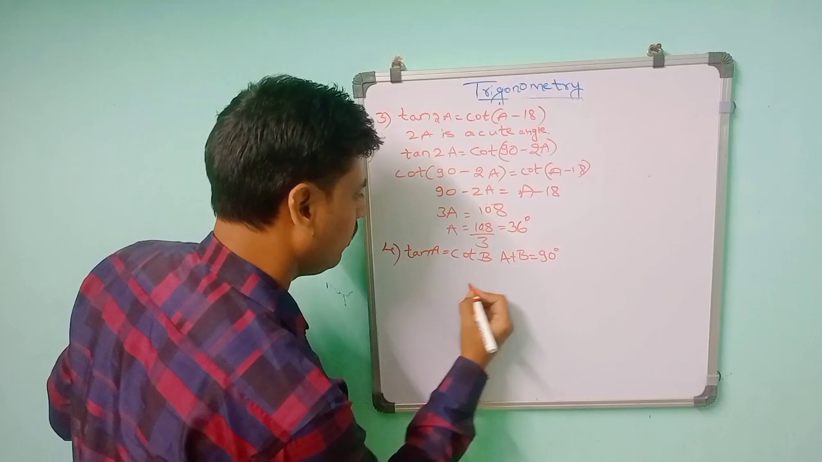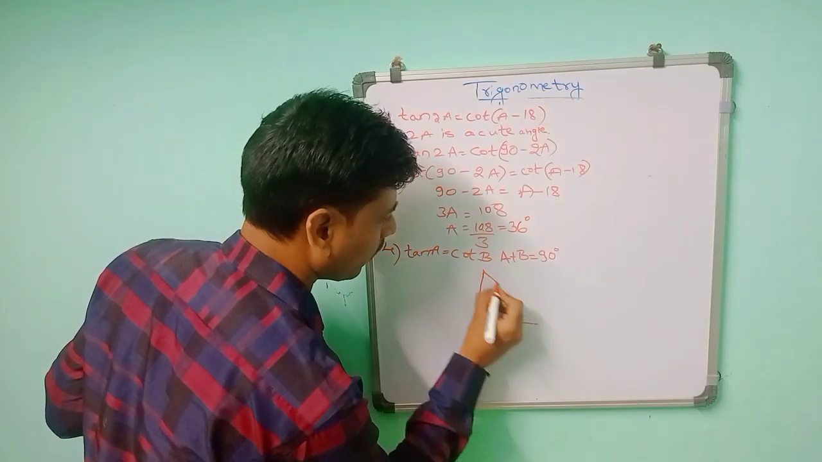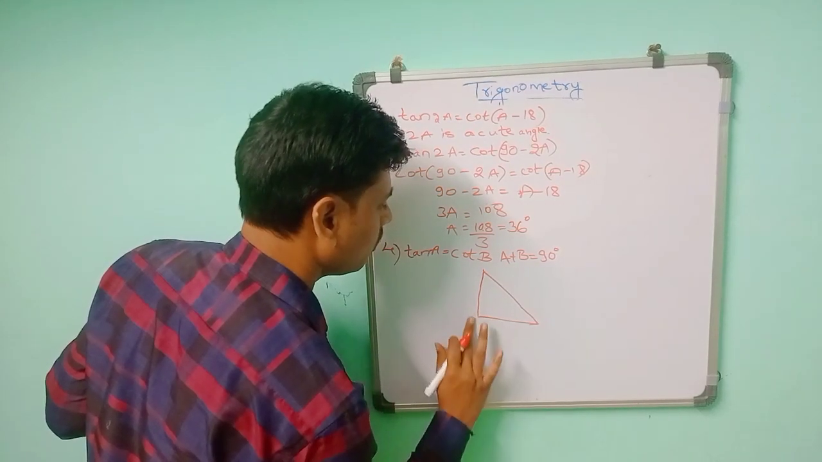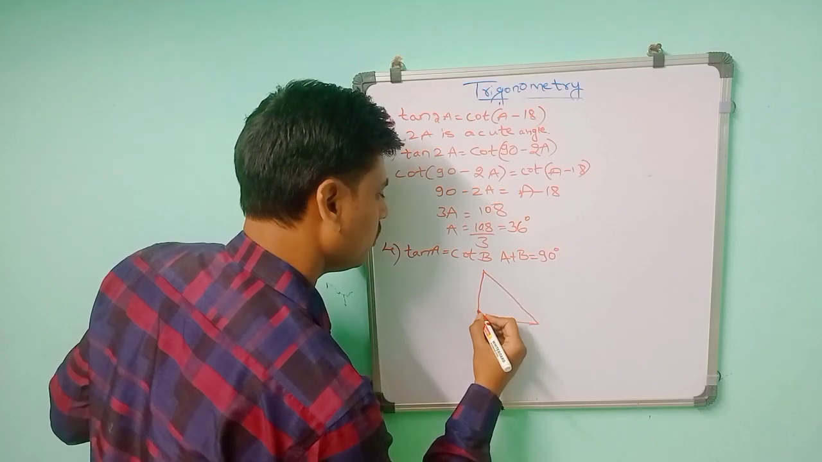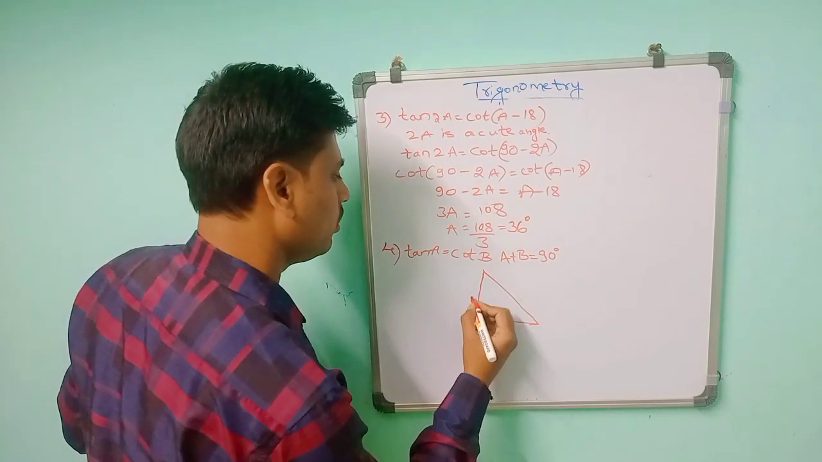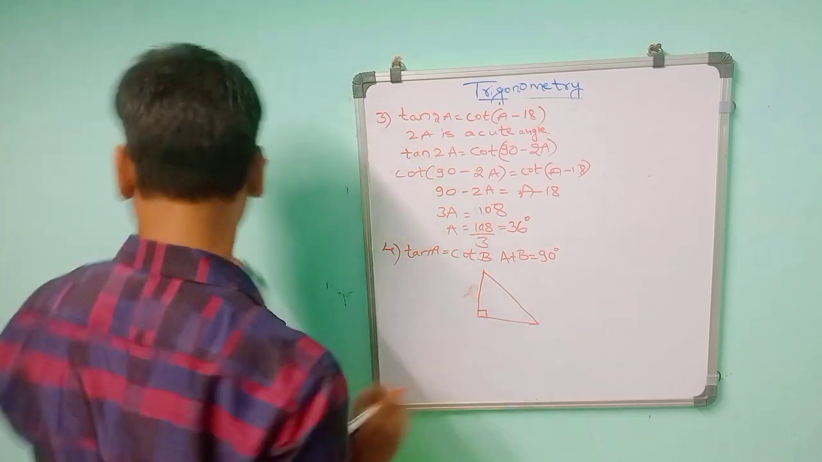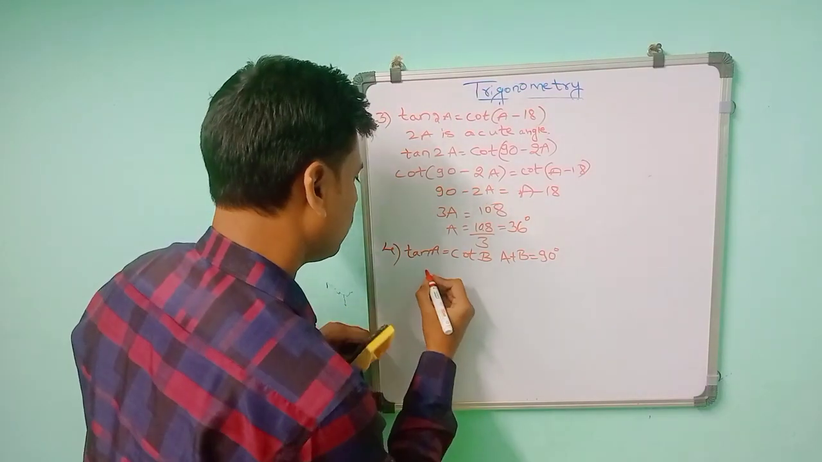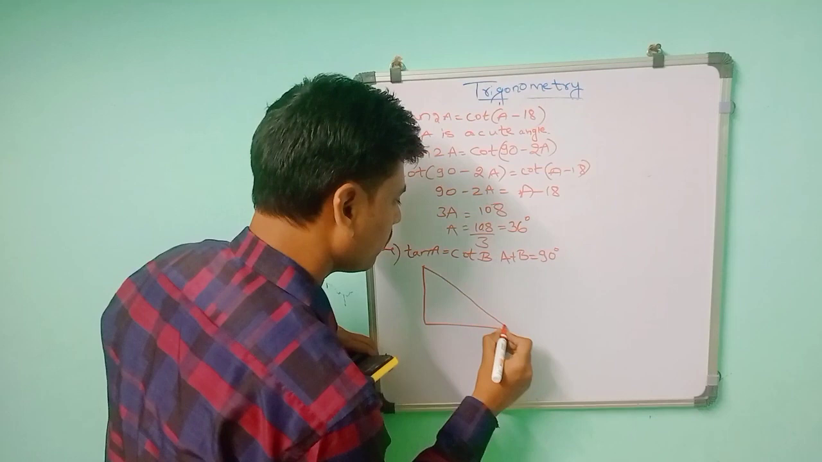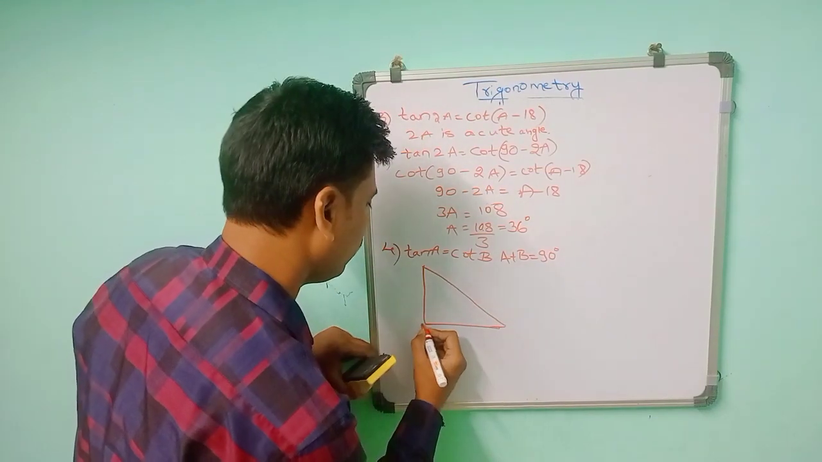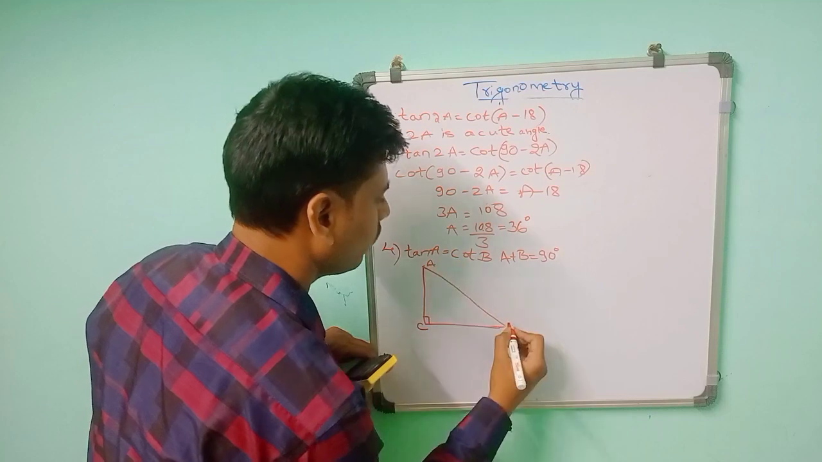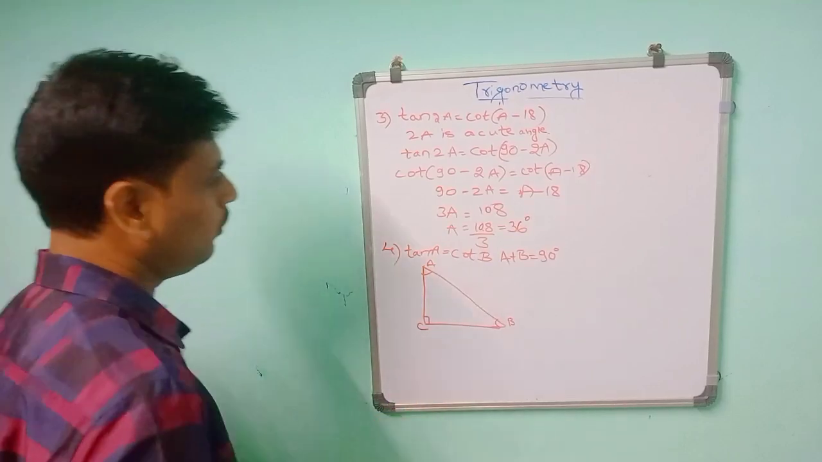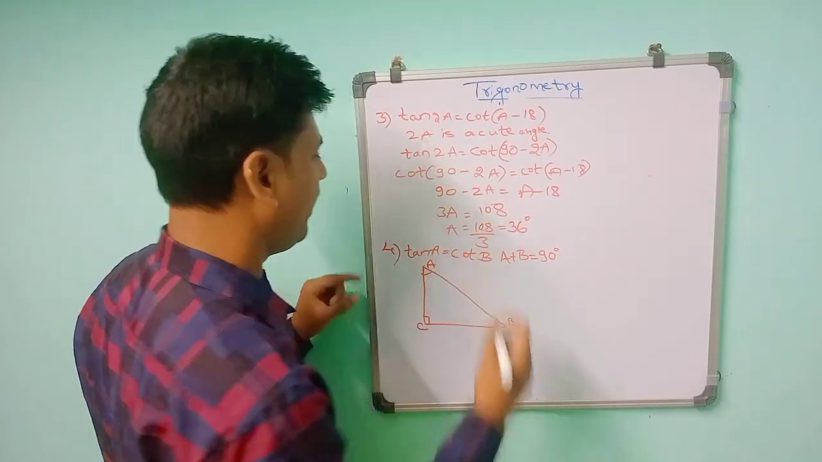So in a right angle triangle, I will take this one as triangle CAB. So this is angle A, this is angle B. I have to prove that A plus B is equal to 90 degree. For this, the given condition is tan A is equal to cot B.